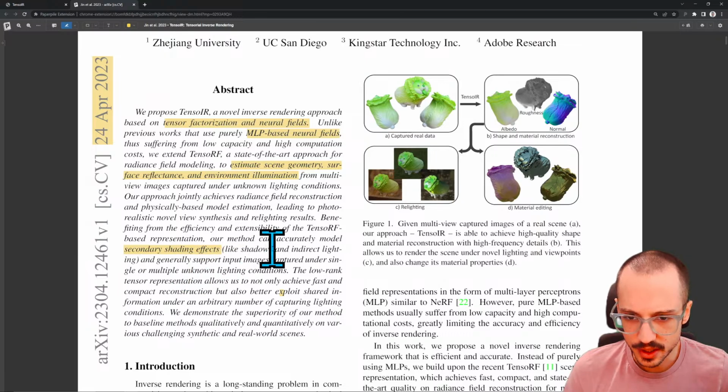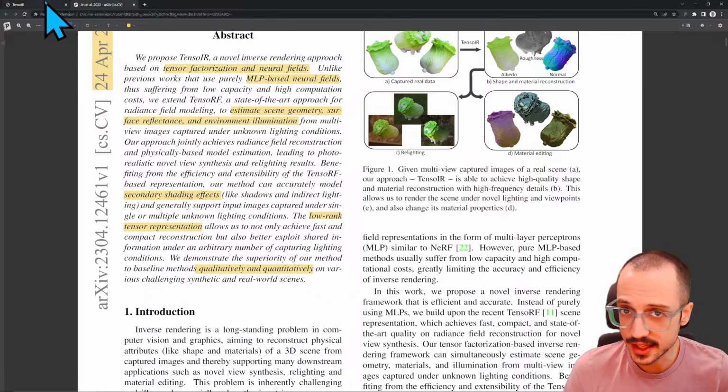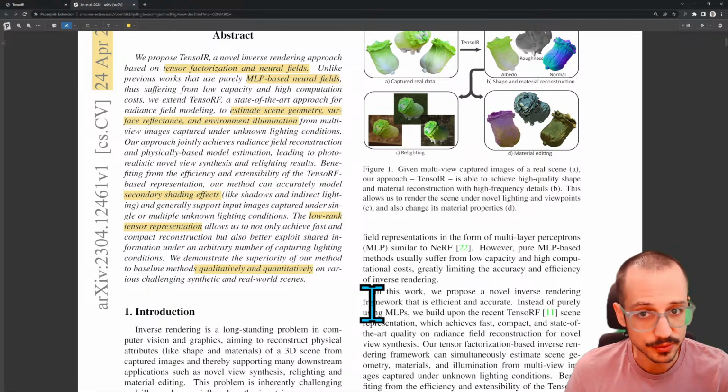And generally support input images captured under single or multiple unknown lighting conditions. The low-rank tensor representation allows us, this is LoRA's right here, allows us to not only achieve fast and compact reconstruction, but also better exploit shared information under an arbitrary number of lighting conditions. We demonstrate the superiority of our method to baseline methods qualitatively and quantitatively. Yeah, so just looking at these pictures, it looks like it is an improvement, but we'll have to see exactly how they measure the improvement.